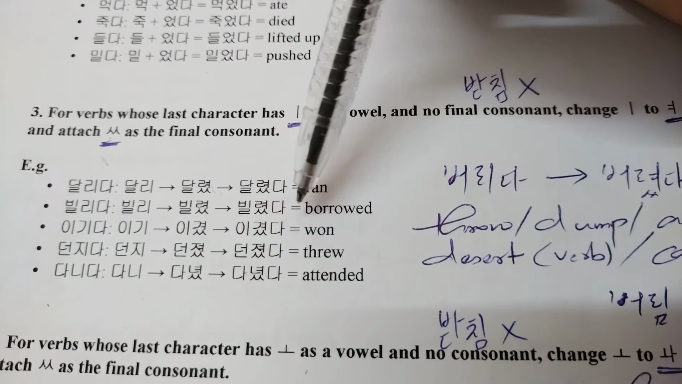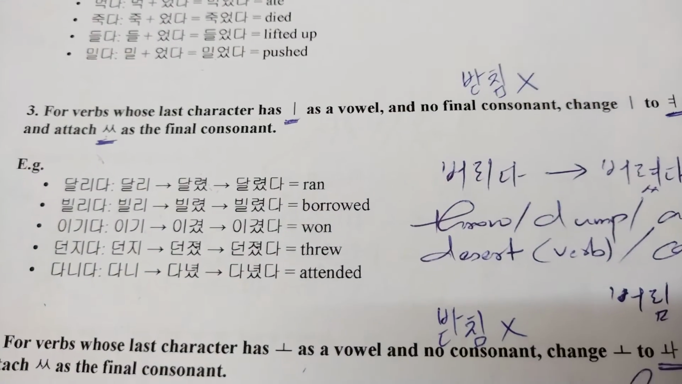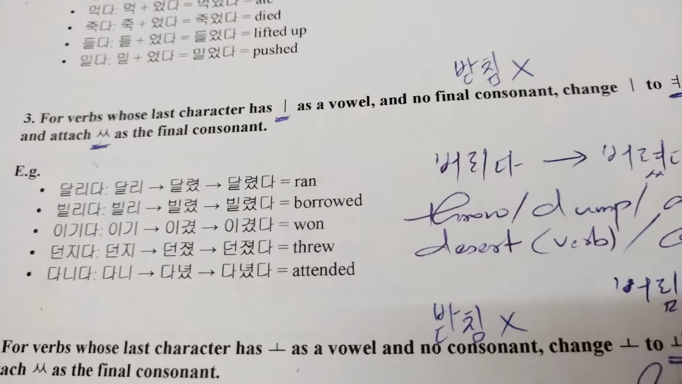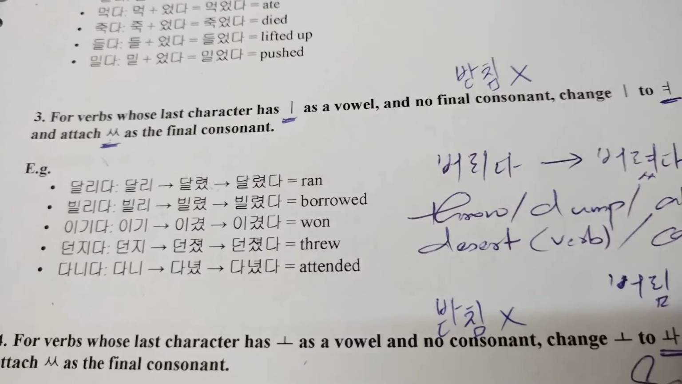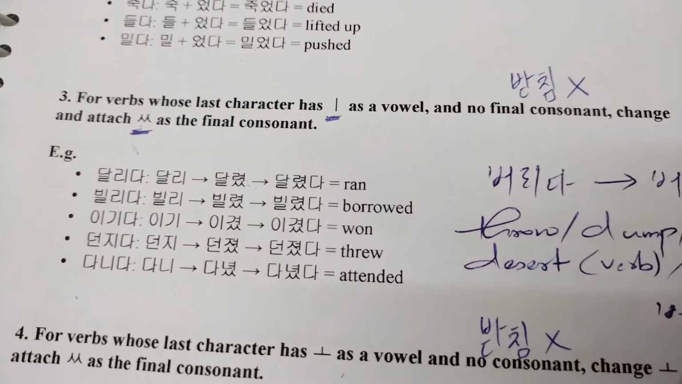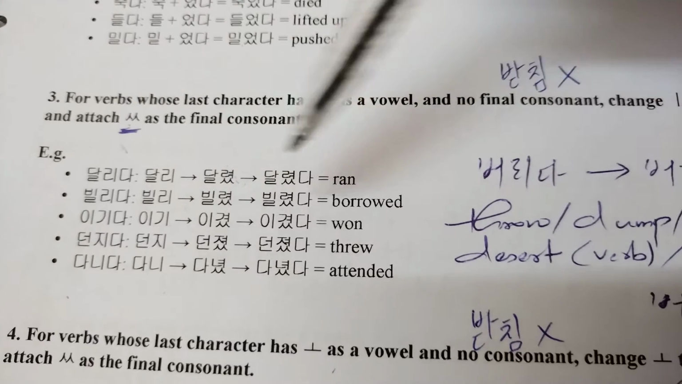이기다, 이겼어, or 이겼다. If you're saying 이겼어, it is spoken form, informal. 던지다, 던졌다, 다니다, 다녔다.